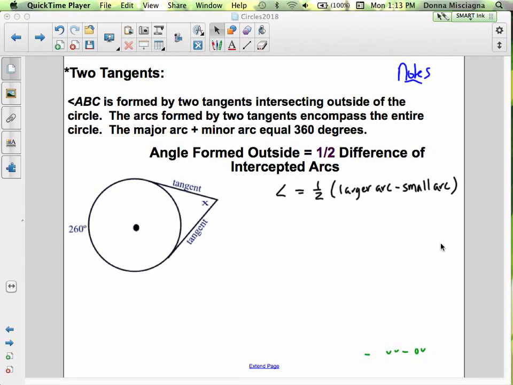Welcome. We're going to solve the last of the angles outside the circle problems from your notes. Most of these will be in your notes. Might be one or two that's not. So let's look at our first one. This one is in the notes.